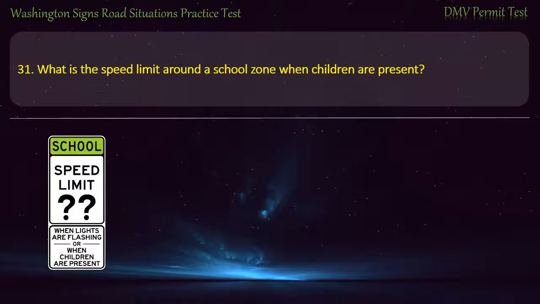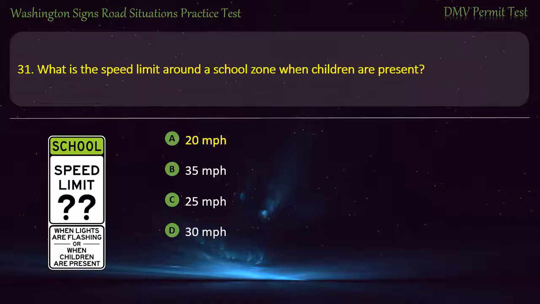Question 31. What is the speed limit around a school zone when children are present? 20 miles per hour. 35 miles per hour. 25 miles per hour. 30 miles per hour. Answer. 20 miles per hour.